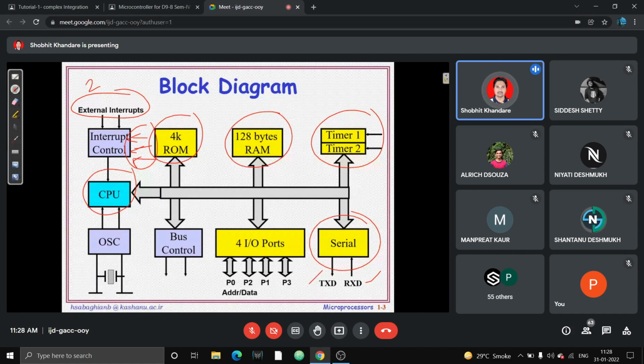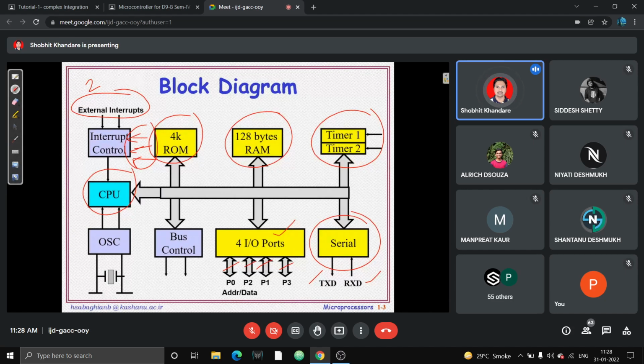Then you have a total of 4 ports. This is for parallel communication. So 4 ports, and each port consists of 8 bits. 8 bit, 8 bit, 8 bit, 8 bit. So total 8 into 4, 32 bits are there. And in this, we have also seen port 0 and port 2.